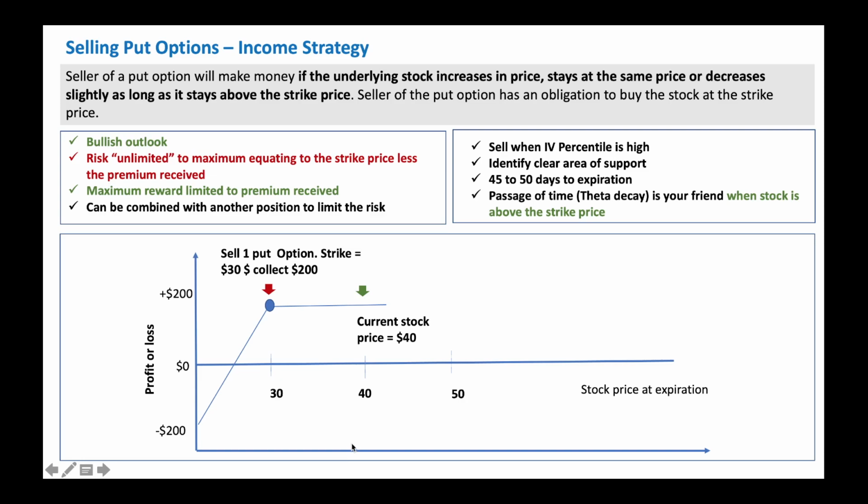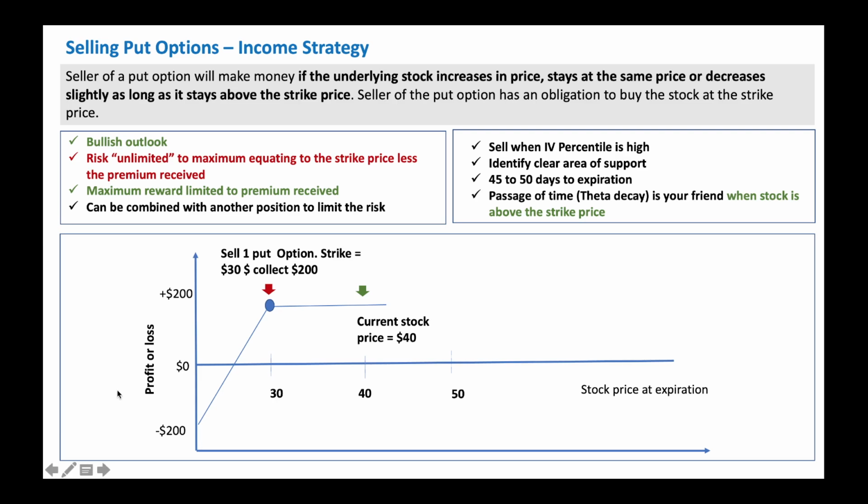And the downside is if the stock falls below your strike price, in this case below 30, then it will use more and more margin. So that's why you've got to be careful. You should not sell a lot of put options because it will eat into your margin and you will end up getting a margin call. That's why it's very important to not sell a lot of quantities. Instead, limit your quantity size and sell slowly and go from there.